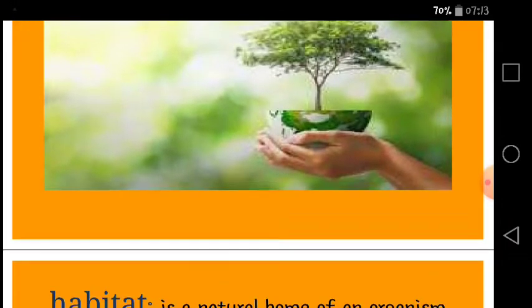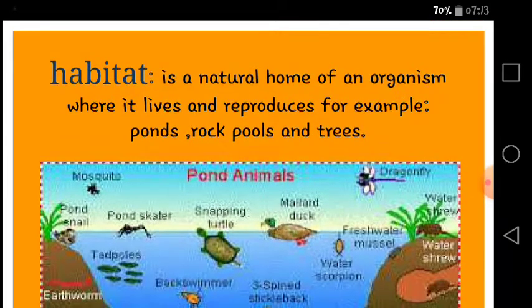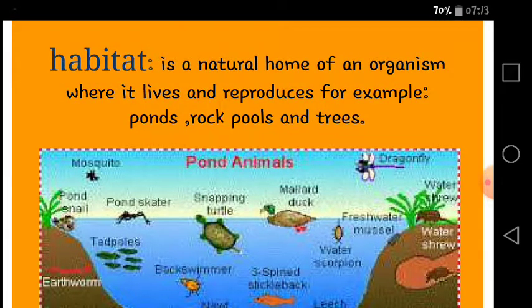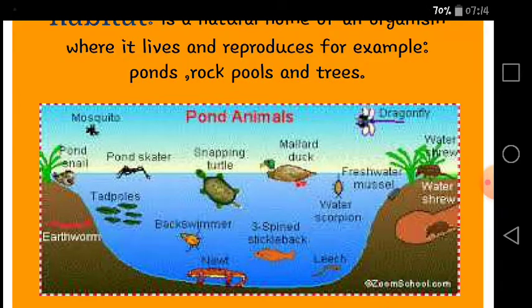So now we are moving towards the very important point, that is habitat. Dear students, habitat is a natural home of an organism where it lives and reproduces. Some examples of habitats are ponds, rock pools, trees, and even the bodies of the large animals where tiny insects or microscopic animals live. A wide variety of living organisms is found in a habitat. As you can see from this slide, this is a pond, and you can see a large number of different types of organisms are found in this pond.